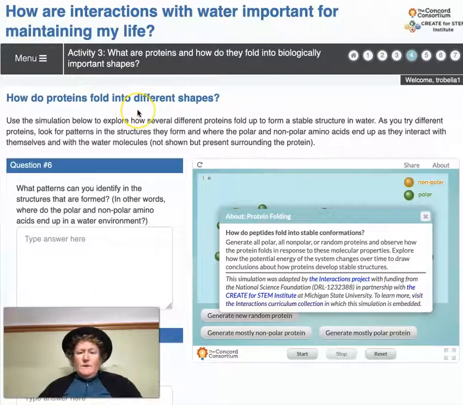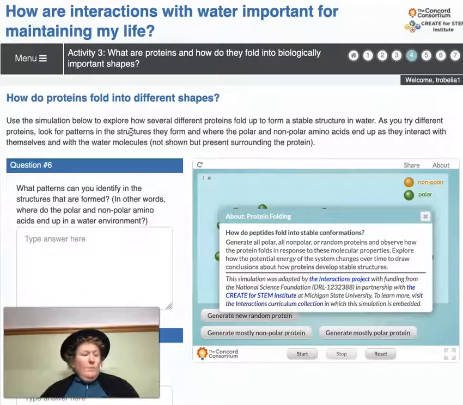So how do proteins fold into different shapes? We're going to use the simulation below to explore how several different proteins fold up to make a stable structure in water. As you try different proteins, look for patterns in the structures they form and where the polar and non-polar amino acids end up as they interact with themselves and with the water molecules that are not shown, but that are surrounding the protein.